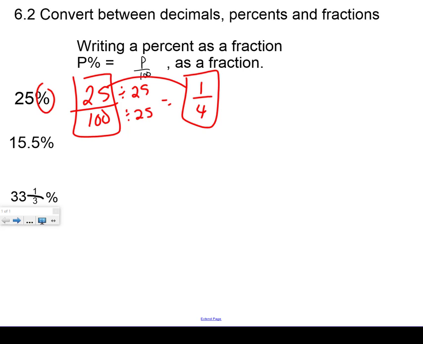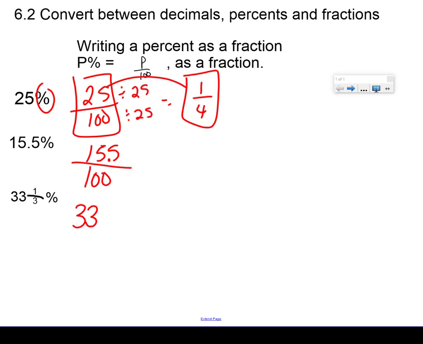The next one, 15.5, is a decimal right there. What you see goes over 100, even if it's got a decimal in it, and that's okay. This can't be simplified because there's a decimal number in it, and they can't both be divided. So we take what we see, which is going to be 33 1/3 over 100.